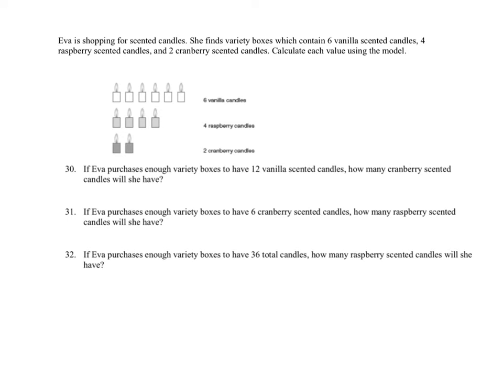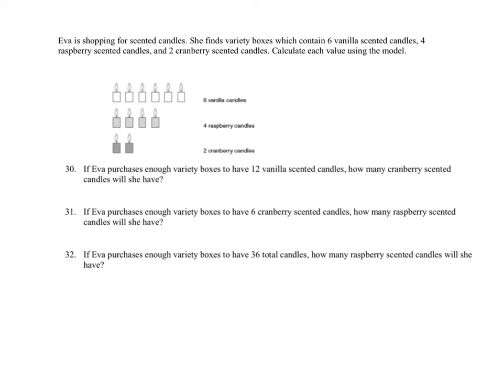Okay, we are looking at questions 30, 31, and 32. Eva is shopping for scented candles. She finds a variety box has 6 vanilla scented, which is right here in this visual, 6 vanilla, 4 raspberries, and 2 cranberries. So calculate each value using the model. If Eva purchases variety boxes to have 12 vanilla scented, how many cranberry will she have?